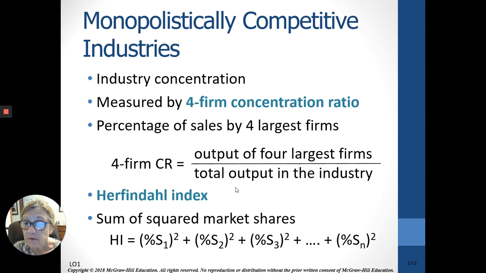The four firm concentration ratio is the output of the four largest firms divided by the total output in the industry. So if that percentage is less than 40%, it would be considered a monopolistically competitive industry. If it's more than 40%, it would be considered an oligopoly, like delivery systems, package delivery. I mean, they're definitely an oligopoly. The biggest firms have most of the output, like the post office and UPS and FedEx, and now Amazon, which is moving into that in a big way. But it's definitely an oligopoly.